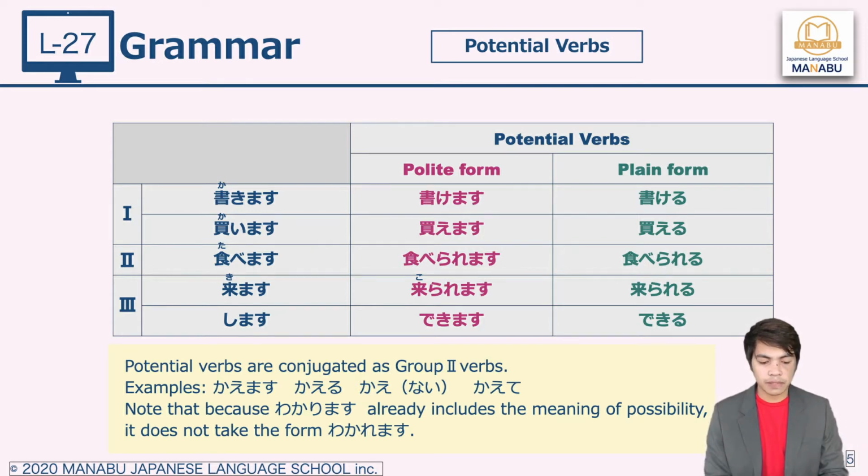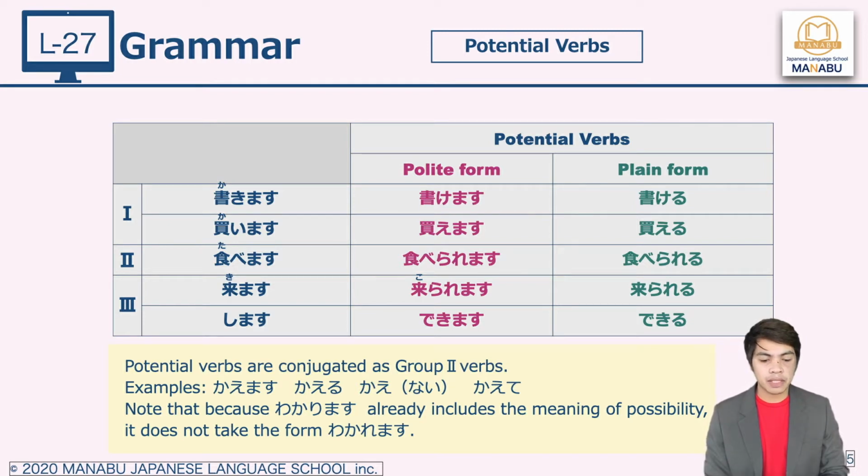For the group 2 verbs, just remove the masu and add rareru. Okay, for example, the verb tabemasu. The verb tabemasu is a group 2 verb. Just remove masu and replace it with raremasu or rareru. For the polite form, taberaremasu, and for the plain form, taberareru.